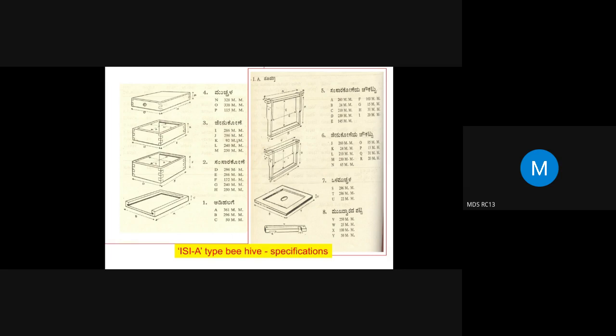And the lower part is called the bottom board, where all the debris fall, and we have to clean out all the debris daily, or twice a week, or very frequently, as and when the debris is collected in the bottom chamber. Otherwise, it may lead to infection and destruction of the whole colony.